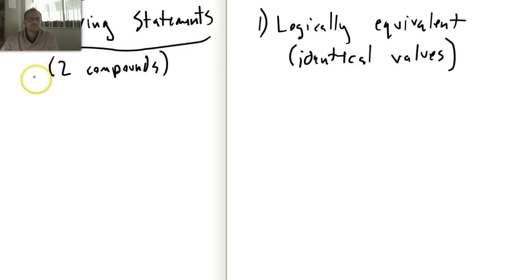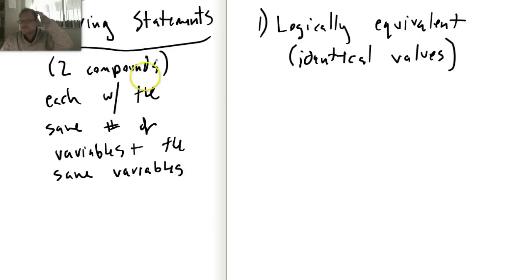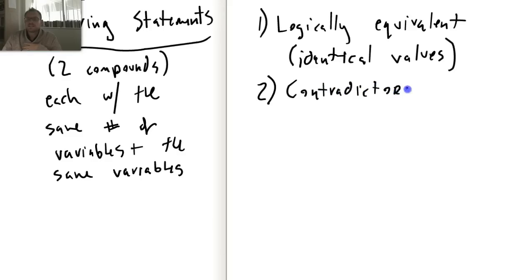And I'm going to add this over here. We're talking about two compound statements, each with the same number of variables, and the same variables too. Okay, so I should add that in terms of what kind of statements you can compare here. So the first one here is statements that are logically equivalent. The second possibility is statements that are contradictory. And a statement is contradictory if on each line the statements have opposite truth values.